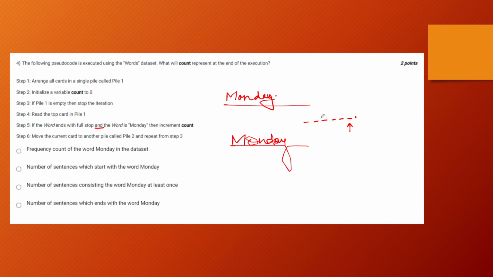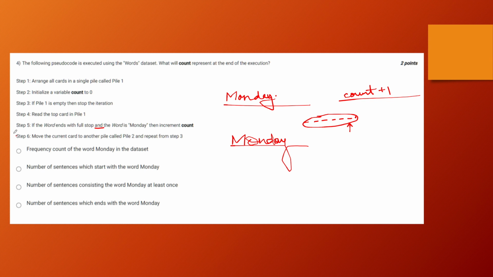So if we have a sentence and we have a Monday with a full stop behind it, that means we are including this entire sentence in that count, if that at all makes sense, because we are just incrementing the value of count each time we see a sentence which ends with a Monday. So that's basically all that we're counting. We're counting the number of sentences that have Monday at the end of the sentence. Then again step 6 says that we move the current card to another pile called pile 2, and then repeat from step 3, which is obviously the standard procedure that's going to be done everywhere.